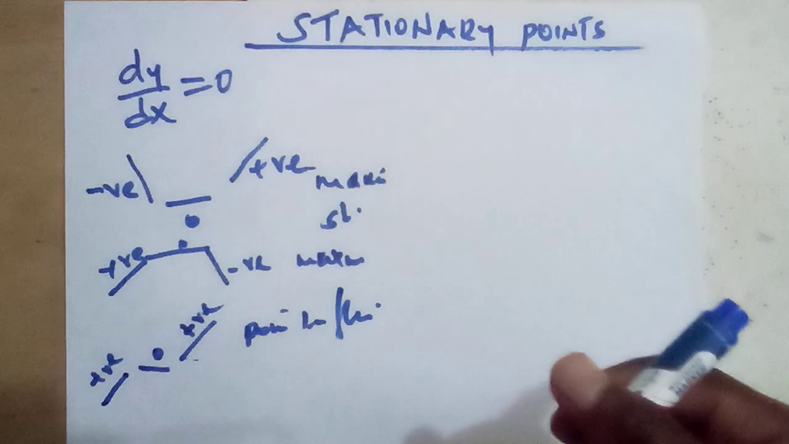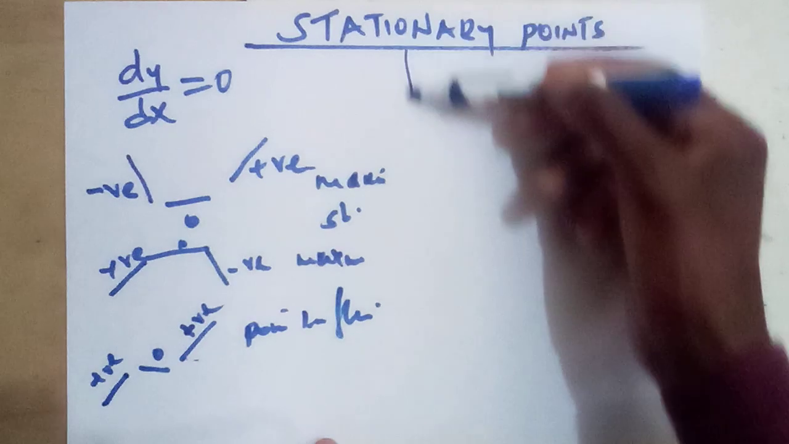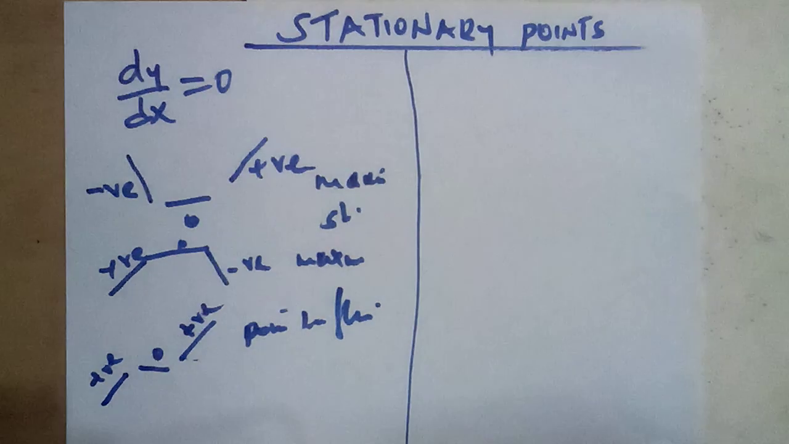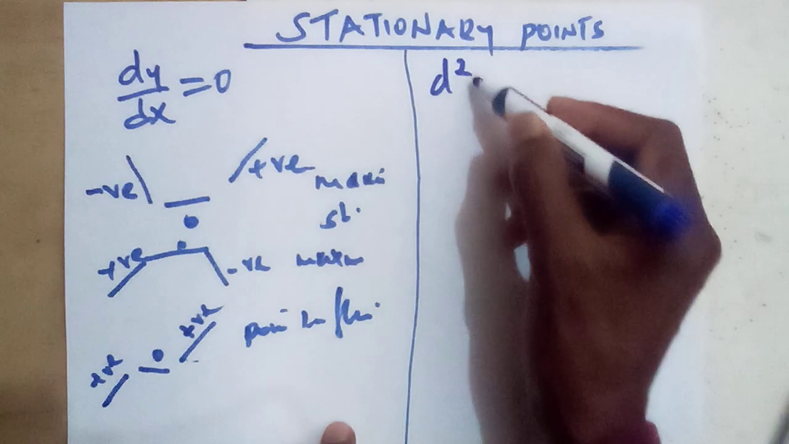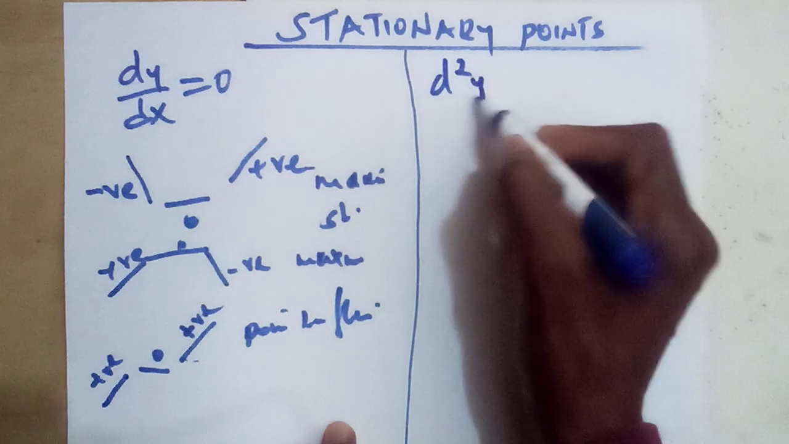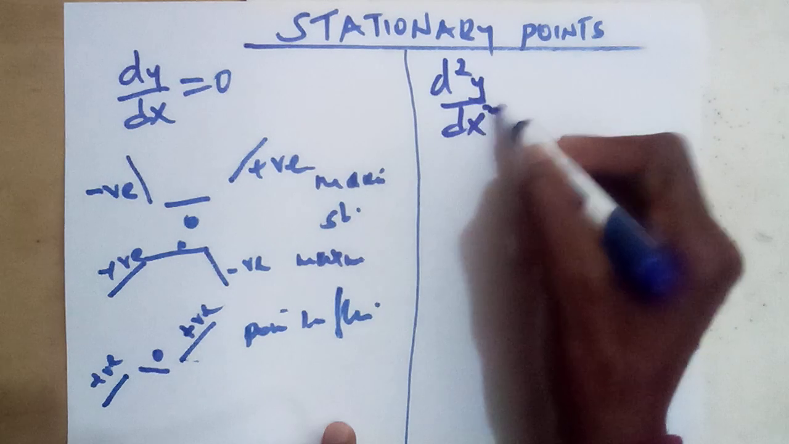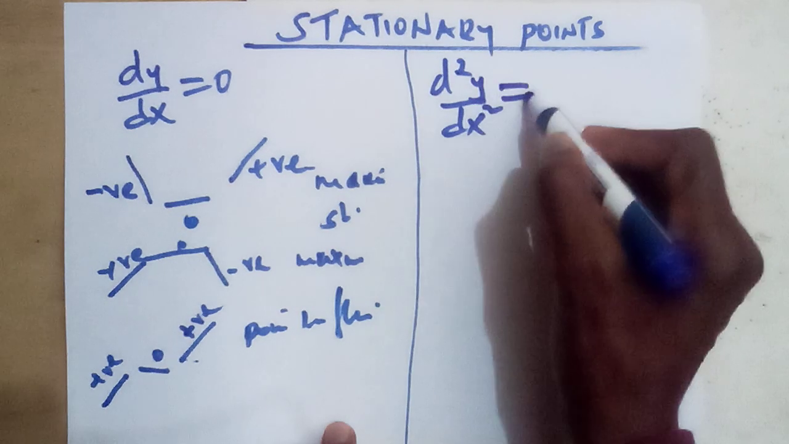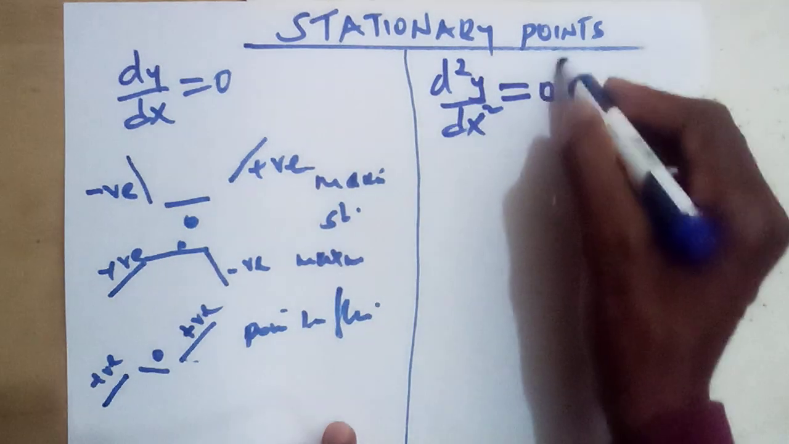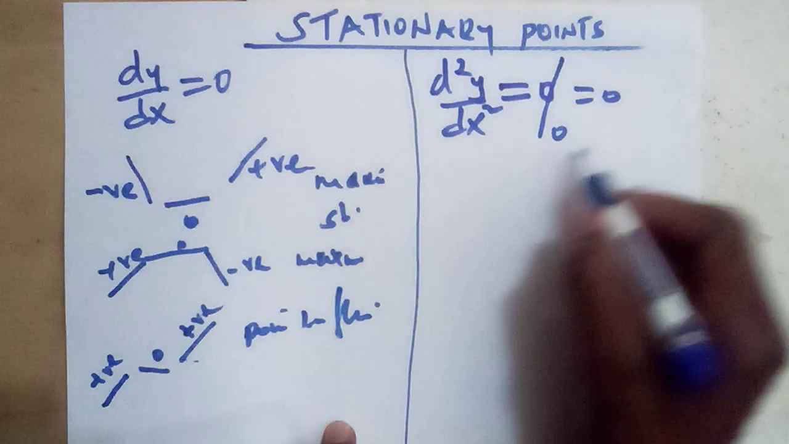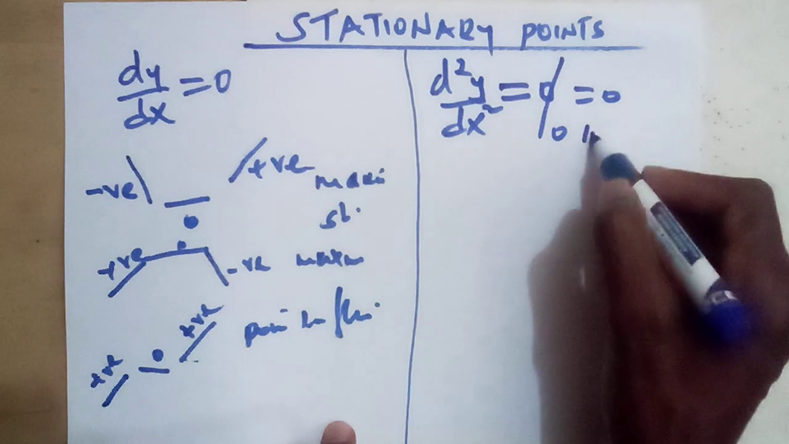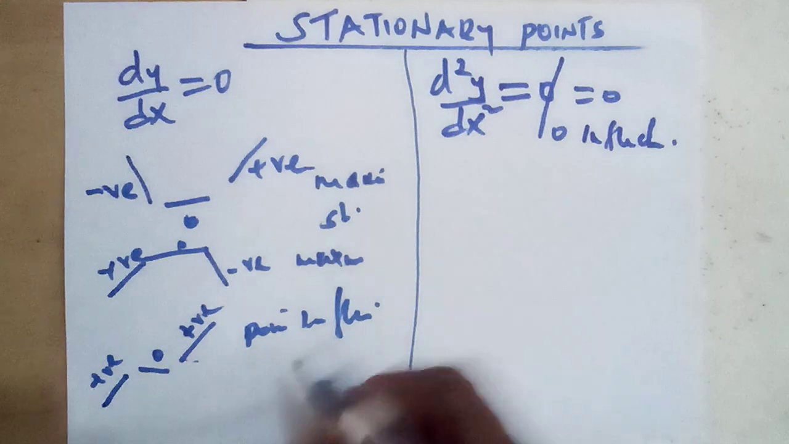But I want you to realize this. How do I classify these particular points? Remember this: if I take the second differential, d2y/dx², and I get that this is equal to 0 at the stationary point, then it tells you that this is the point of inflection.